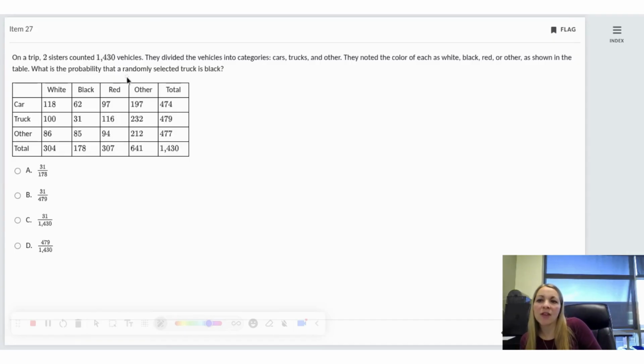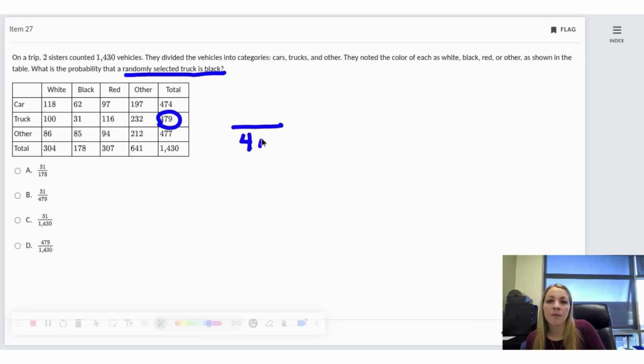Okay, so we got to look at this right here. What is the probability that a randomly selected truck is black? So our total has to come from the trucks. So our bottom number is going to be 479. Here's the language. What is the probability that a randomly selected truck? We need to look for what the color is. Well, let's look to this row. Pick the blacks. That's 31. And so we have 31 over 479, which looks like it matches answer choice B.